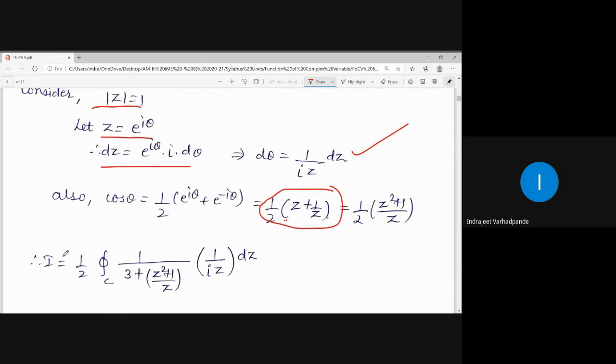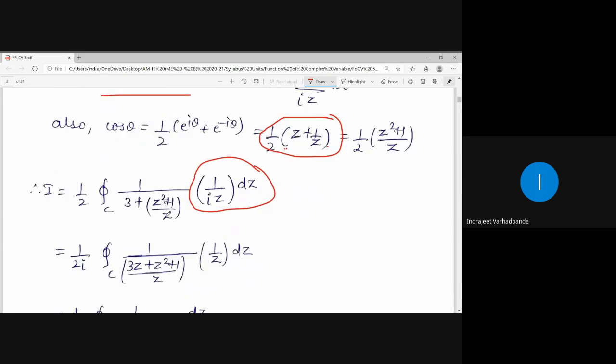So what will our question convert into now? As it is, the integral from 0 to 2π will be the integral over the closed curve C of 1 upon 3 plus 2 cos θ, 2 into half into z plus 1 by z. So 2 gets cancelled, it becomes z square plus 1 upon z, and dθ is replaced as 1 upon iz dz. Take LCM here, so it becomes 3z plus z square plus 1 upon z into 1 upon iz.